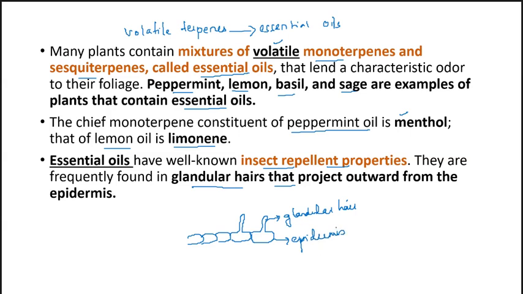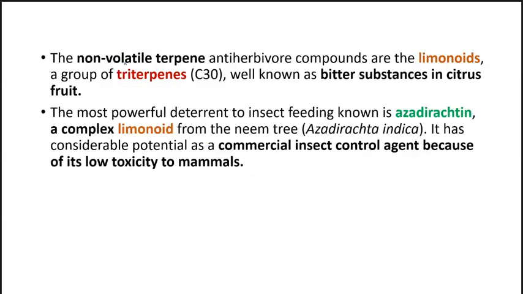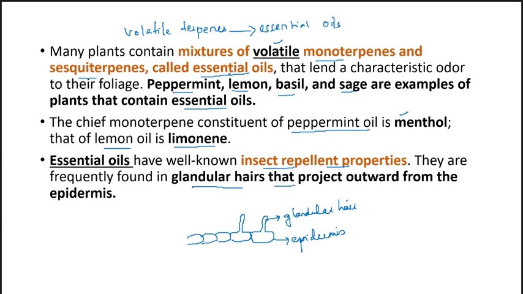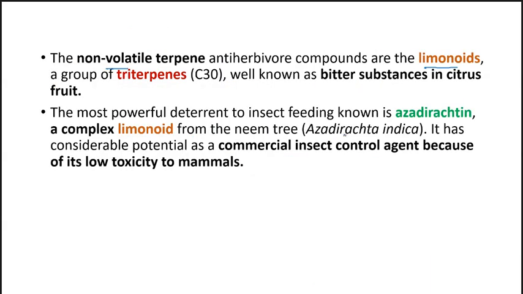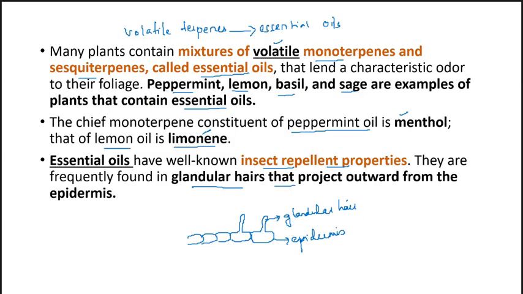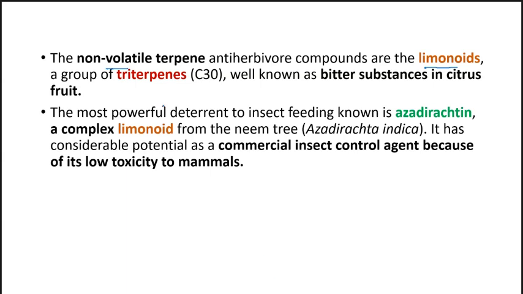Next, there are some non-volatile terpenes also, which include limonoids. Limonene was volatile, and limonoids are non-volatile. Limonene was a monoterpene, and limonoids here are triterpenes. Limonoids are the bitter substances in citrus fruits.